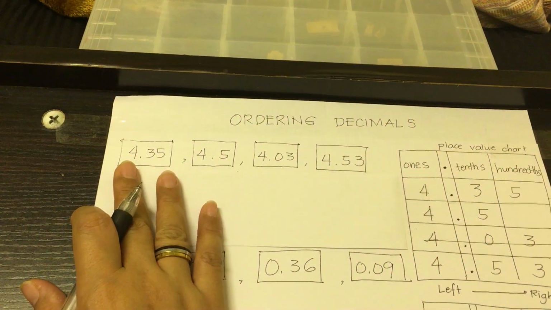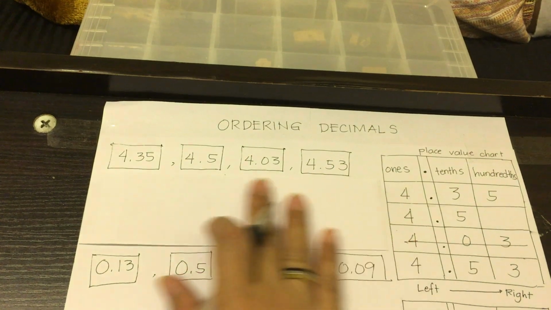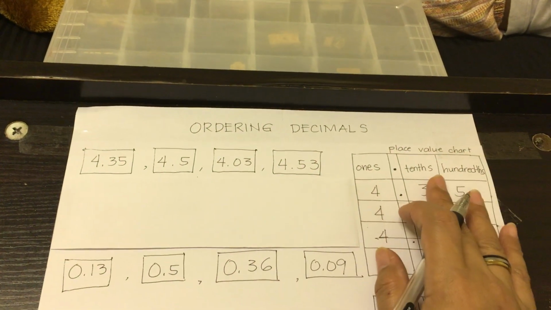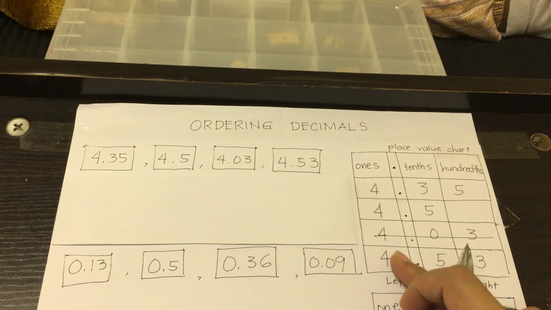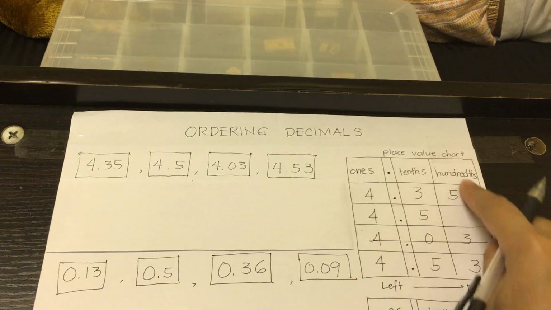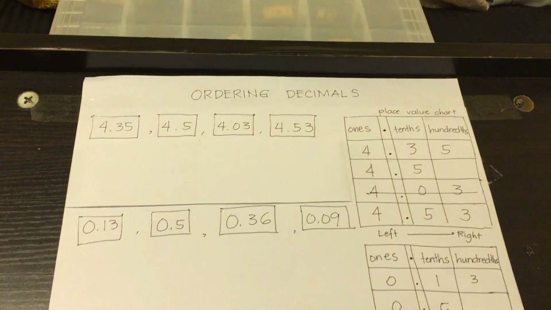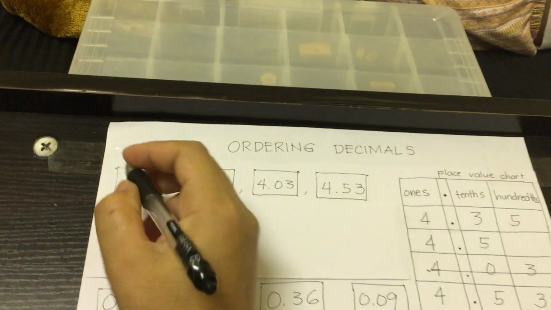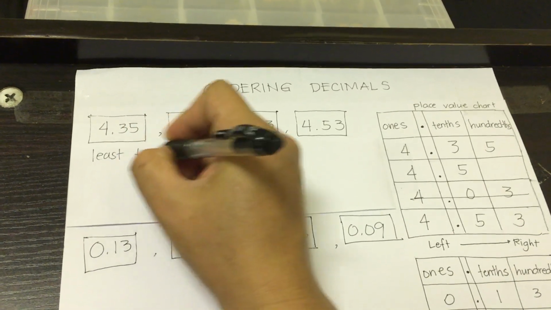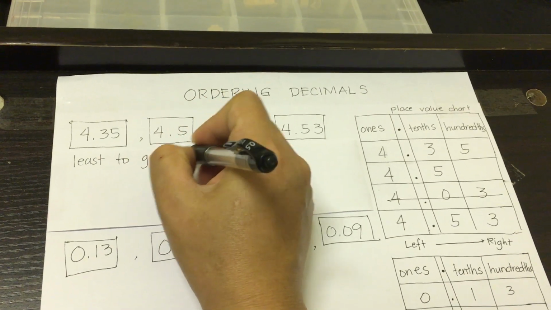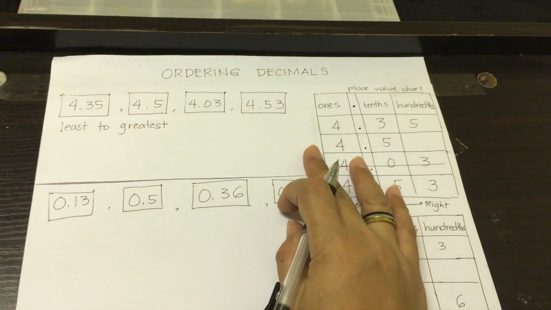So as you can see, this set of numbers have almost the same digits. But if you're going to put them in a place value chart, you can see that all the ones are put together, all the tenths and all the hundredths. Okay, so let us start. So we are going to arrange these numbers from least to greatest. Okay, so we will start with the smallest going to the biggest number.